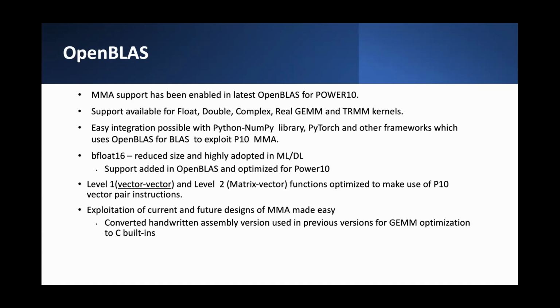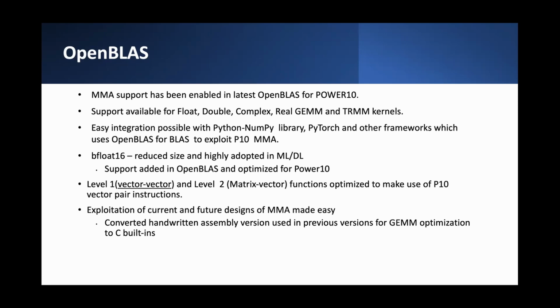OpenBLAS did not support bfloat16 before, and we added support for this particular data type. And there is also a Power10 optimized bfloat16 GEMM kernel available in OpenBLAS from a particular version. And apart from doing MMA related work in OpenBLAS, there are also different optimizations that we had done in the past few months to make use of the Power10 vector pair instructions on the level 1 and level 2 side.